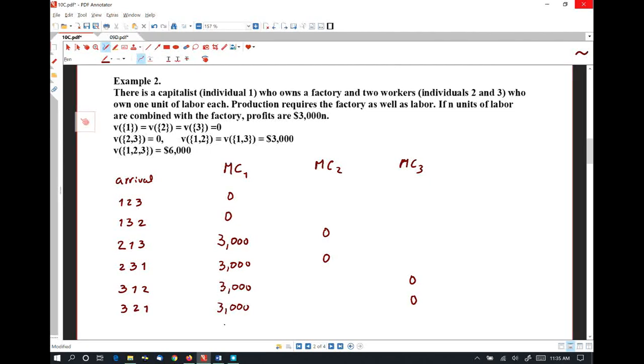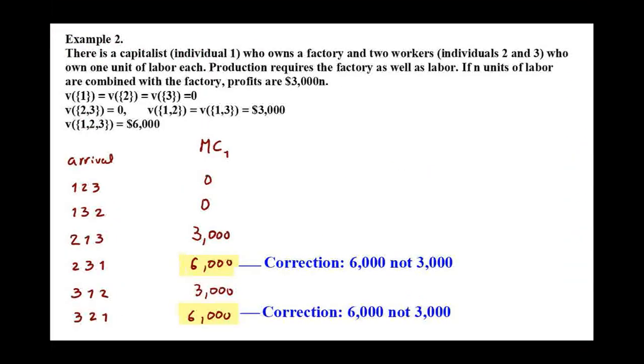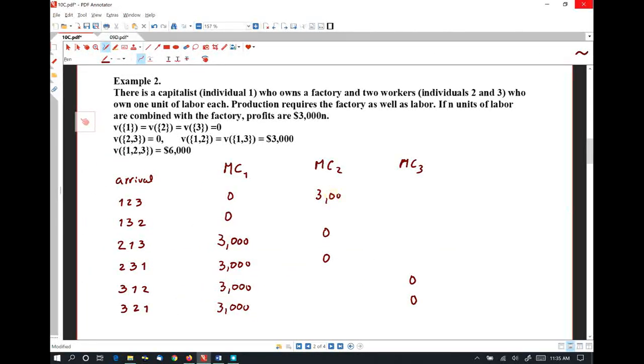Marginal contribution of player 2: if she arrives second after player 1, we go from 0 to 3,000. If player 2 arrives last after 1 and 3, then we go from 3,000 to 6,000, so again 3,000. Same thing here, 3,000. We go from 3,000 to 6,000. And if she arrives second after player 3, it's 0 when player 3 is there, then 2 arrives, 2 and 3 is still 0, so the marginal contribution is 0.